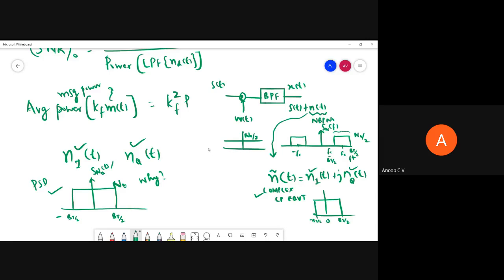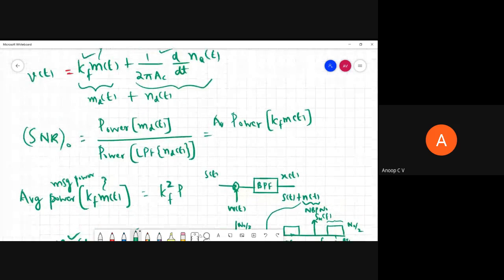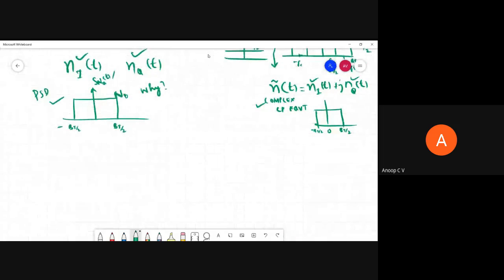Now, what we have is the noise part. The noise part is 1 by 2 pi Ac times d by dt of nq of t. We need to find the power, or the power spectral density, of this. Why are we interested in power spectral density? Because total power within a given bandwidth will be the area under the power spectral density.